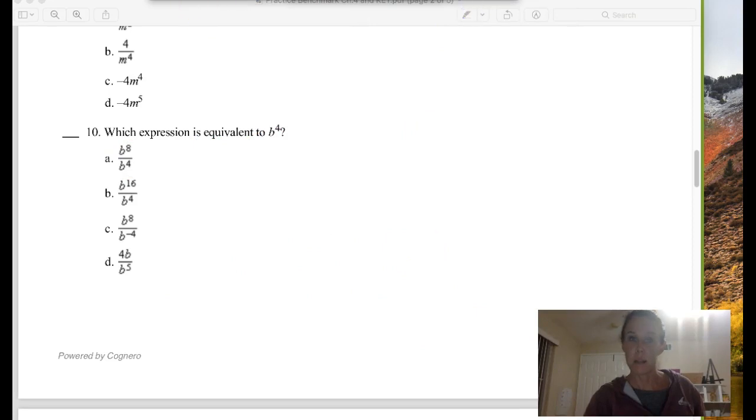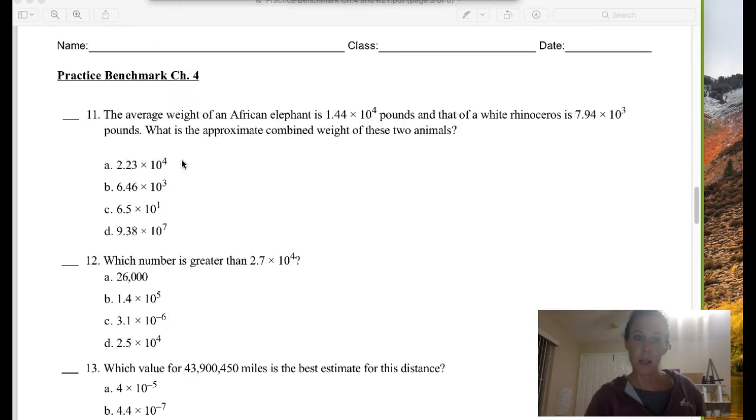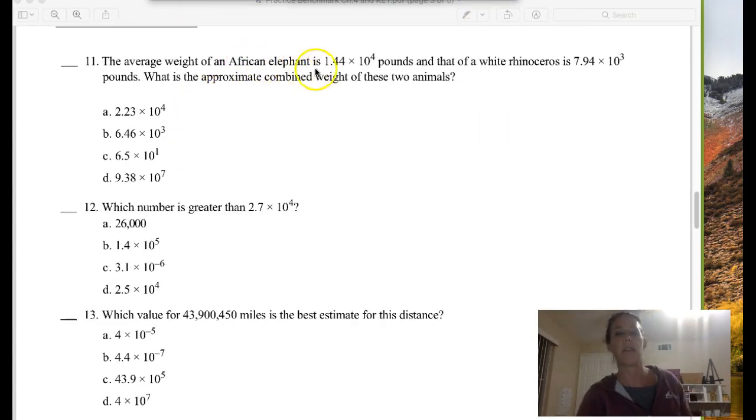All right, let's go ahead and go down to 11. The average weight of an African elephant is this, 1.44 times 10 to the 4th pounds. It's a big weight. And that of a white rhinoceros is 7.94 times 10 to the 3rd. What is the approximate combined weight? So we're adding the weights together. All right, let's go ahead and add.